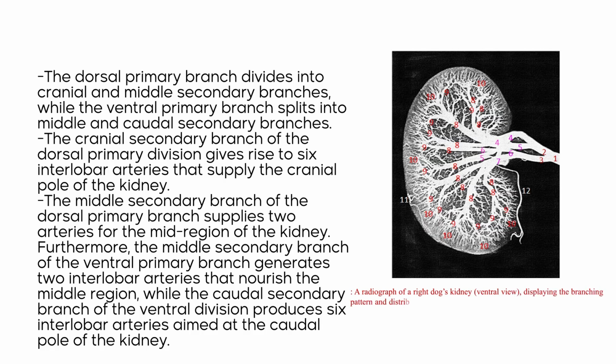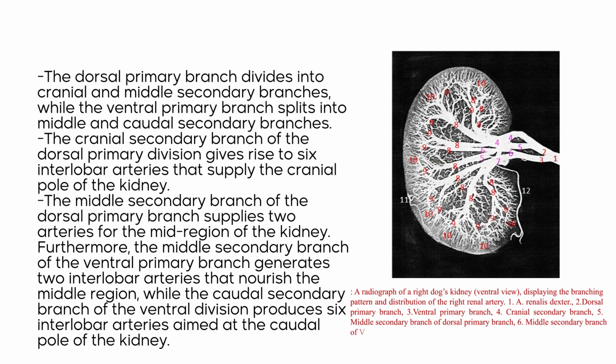A radiograph of a right dog's kidney, ventral view, displaying the branching pattern and distribution of the right renal artery. 1. A. Renalis dexter. 2. Dorsal primary branch. 3. Ventral primary branch. 4. Cranial secondary branch. 5. Middle secondary branch of dorsal primary branch. 6. Middle secondary branch of ventral primary branch. 7. Caudal secondary branch. 8. A. interlobares. 9. A. arcuate. 10. A. interlobulares. 11. R. capsularis. 12. Branch to the perirenal fat.